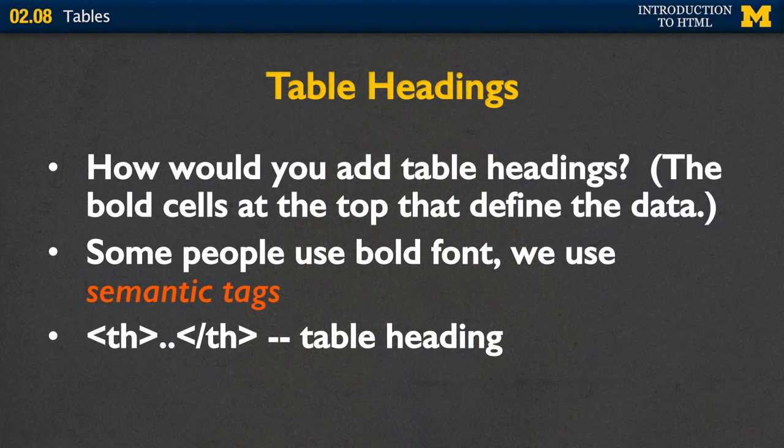What some people would do is they would just make these regular TD elements and then perhaps make them bold. So the people who are looking at it can say, oh, hey, look, this is bold, so it must be more important. But we really want to avoid doing that. Instead of using a TD with some sort of bold font, we want to use the semantic tag TH, which stands for table heading.